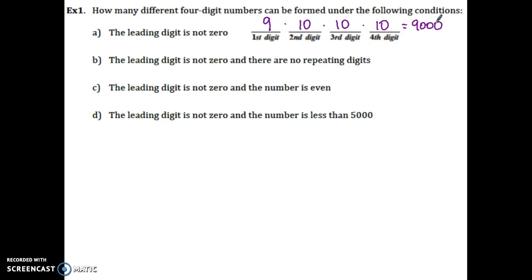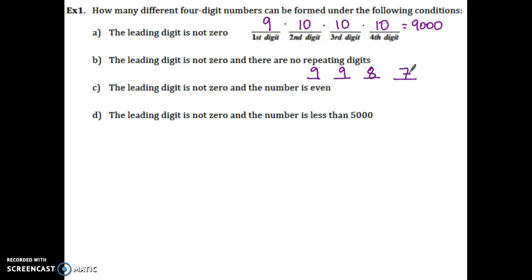If the leading digit is not 0 and there are no repeating digits, then we can go ahead and set out those 4 digits. And there are no repeating digits and the leading digit is not 0. That gives us 9 options here. Now 0 can be included in this second digit, but we cannot have any repeats, so we've only got 9 options. Then we'll have 8 options and then 7 options.